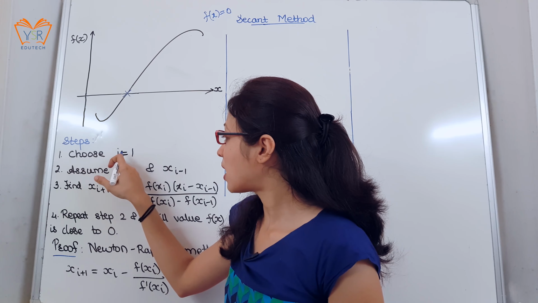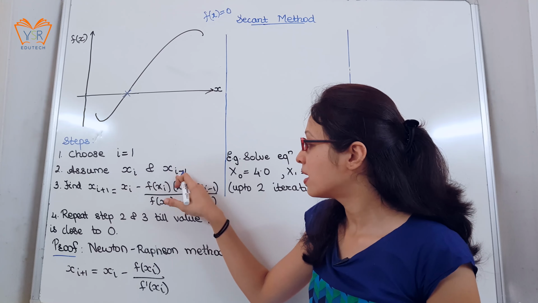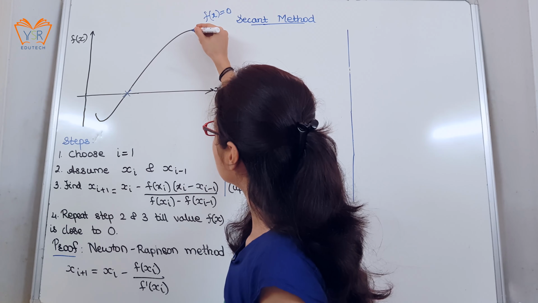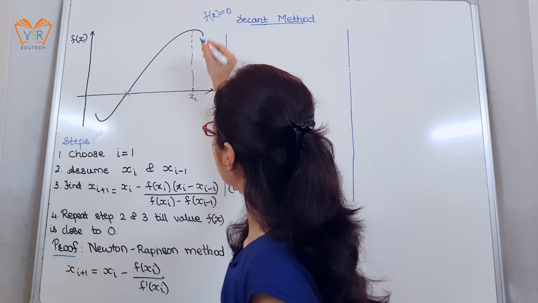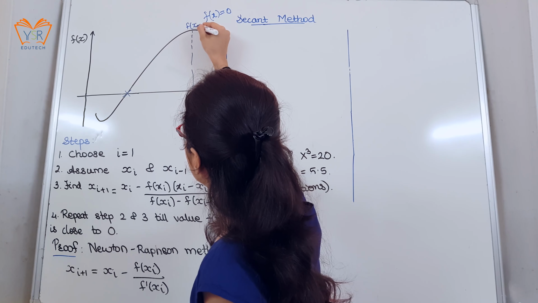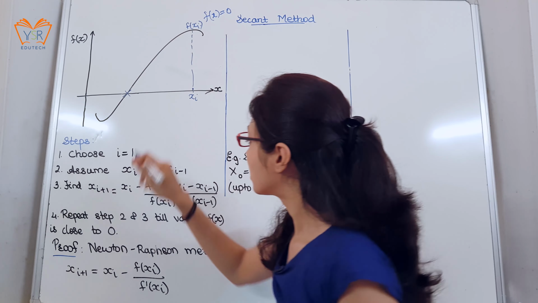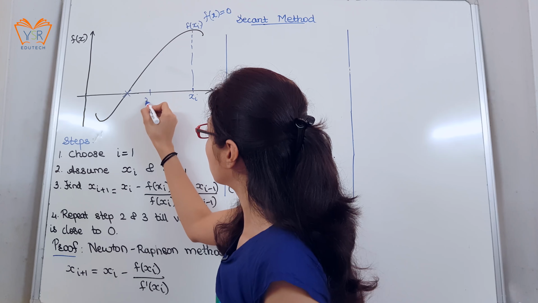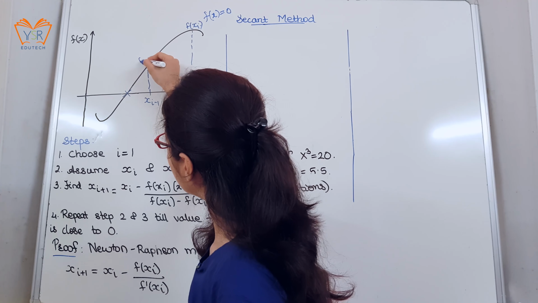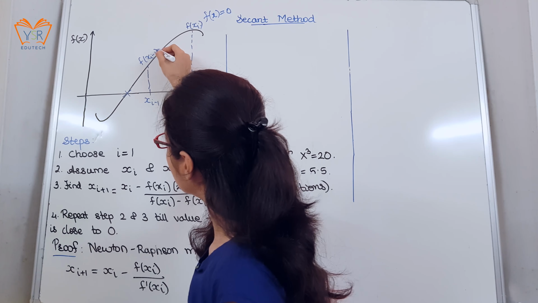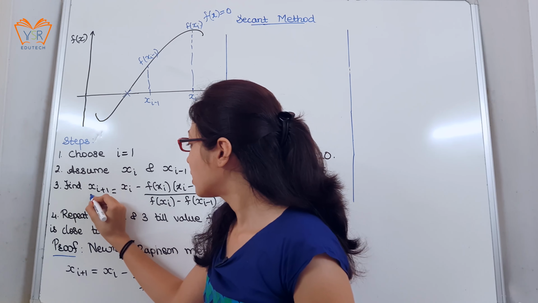Step 1. Choose i equal to 1. Second step is assume x i and x i minus 1. So we'll choose x i as this point. On the graph it will be f of x i, and x i minus 1. So let us choose x i minus 1 as this point. On the graph it will be f of x i minus 1. For time being, we will not consider i is equal to 1. Now find x i plus 1.